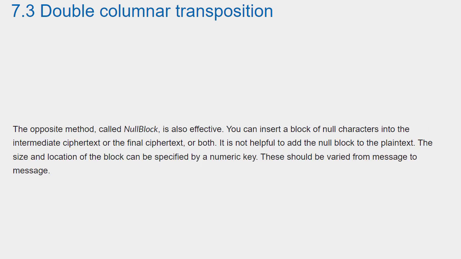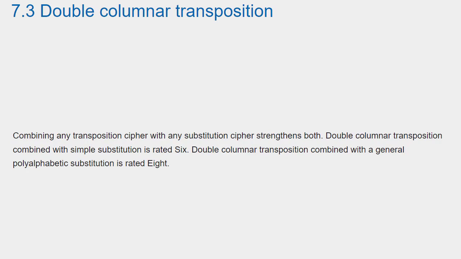The opposite method, called null block, is also effective. You can insert a block of null characters into the intermediate ciphertext or the final ciphertext, or both. It is not helpful to add the null block to the plaintext. The size and location of the block can be specified by a numeric key. These should be varied from message to message.